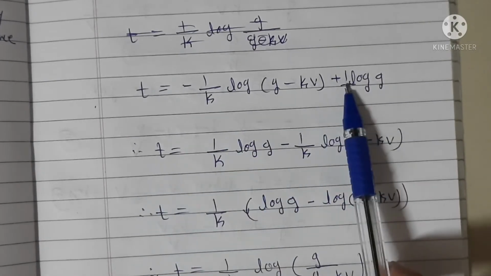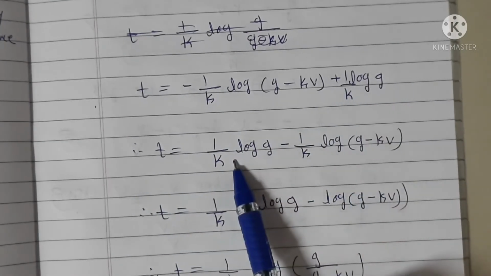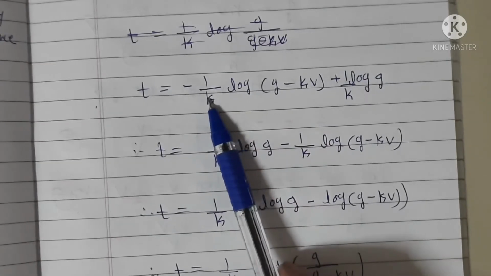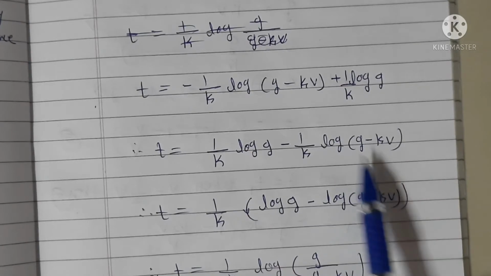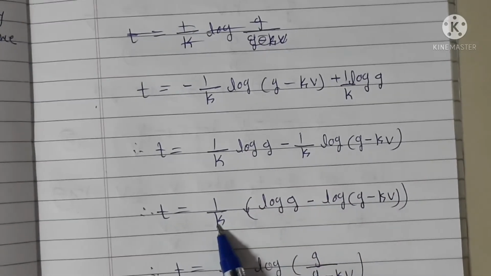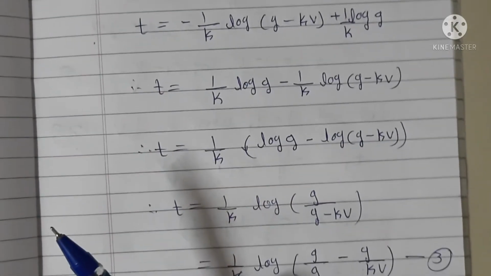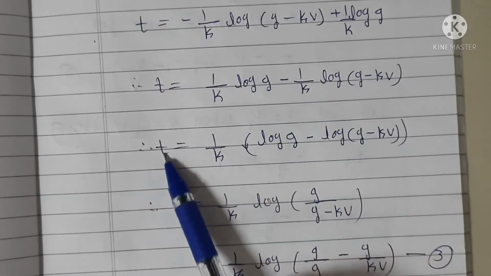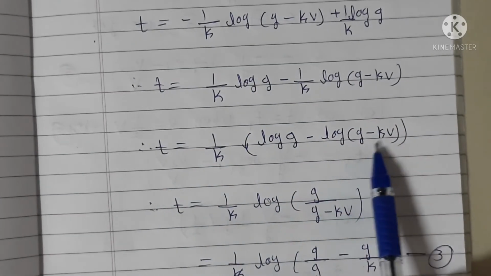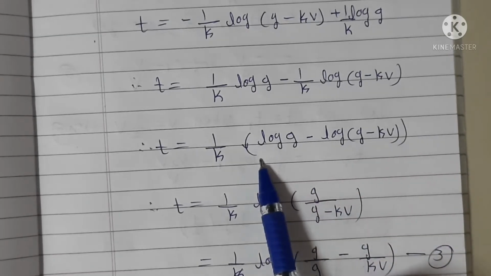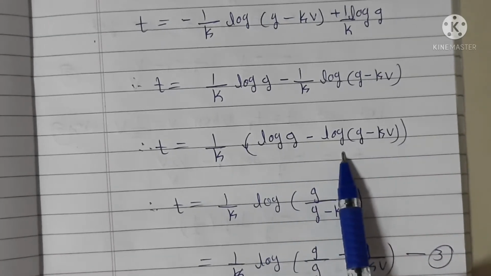t is equal to this plus 1 upon k log of g, which I had taken the first time, and at the second, minus 1 upon k log of g minus kv. Again I take 1 upon k common from both the functions. Therefore t is equal to 1 upon k log of g minus log of g minus kv.